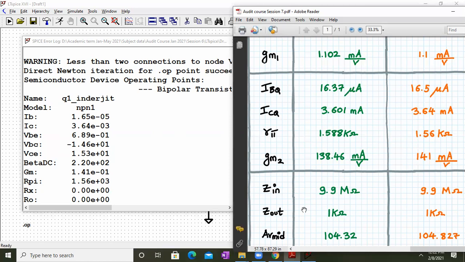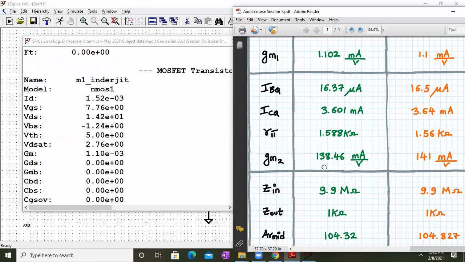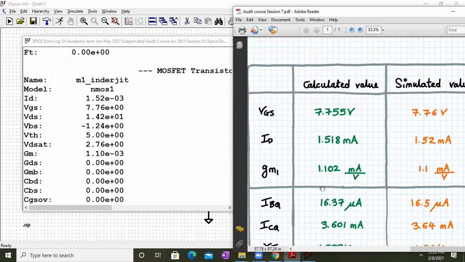GM2 we are getting out to be 141 milliampere per volt, and here by calculation 138.46 milliampere per volt. So very close values we are getting. So very correct. This is for BJT. Now for the MOSFET, the VGS value is coming out to be 7.76, and here it is 7.755. ID value is 1.52 milliamperes, and in calculation it is 1.518, and GM1 here it is 1.1 milliampere per volt, and by calculation we are getting 1.102 milliampere per volt. So we are getting quite accurate.